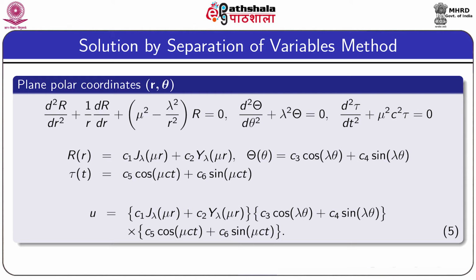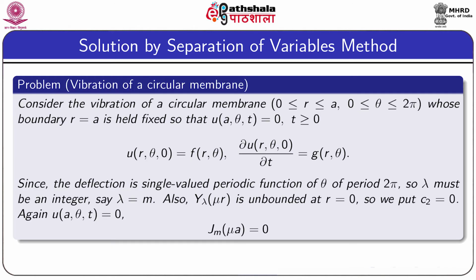Again, if we look at the solution written here, we know that the Bessel function of second kind, which is denoted by Y lambda, is undefined at r equals 0. Therefore, for this physical problem we need to consider C2 equals 0. So, here we have taken C2 equals 0.